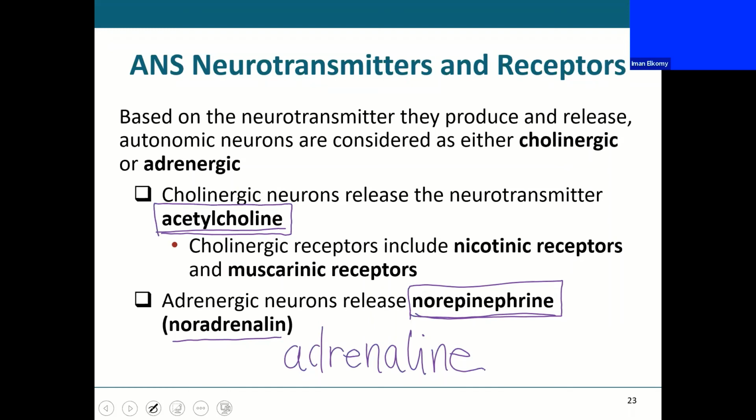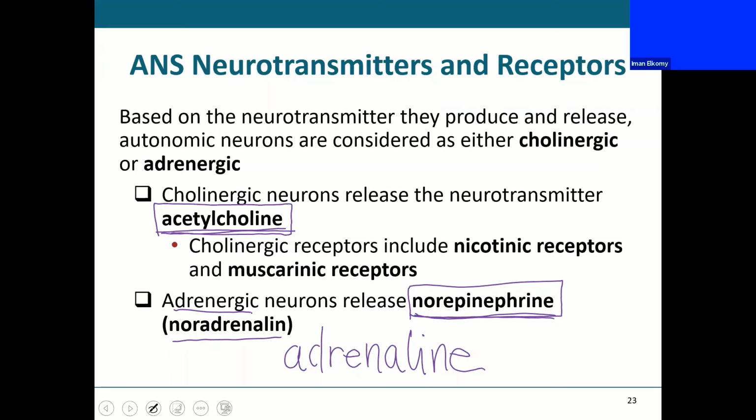We have classified our neurons in the autonomic nervous system as either cholinergic, because they release acetylcholine, or adrenergic, because they release norepinephrine. So the neuron is classified based on which neurotransmitter it is releasing. Are we okay so far? Okay. So if I'm a motor neuron and I'm releasing acetylcholine, I am now a cholinergic neuron. If I am a motor neuron and I release noradrenaline, I am an adrenergic neuron.